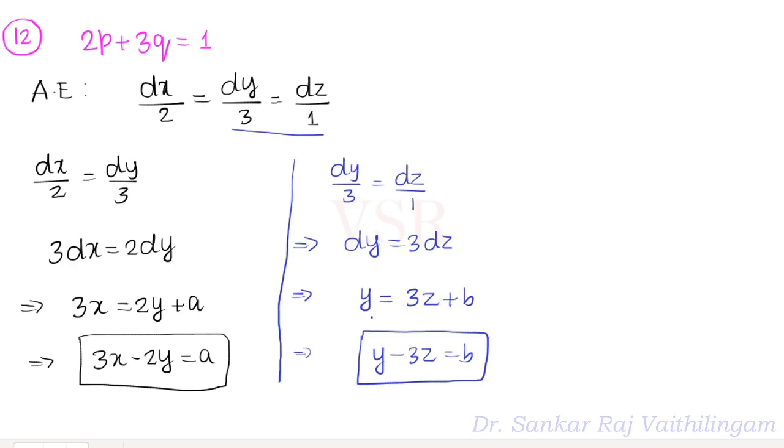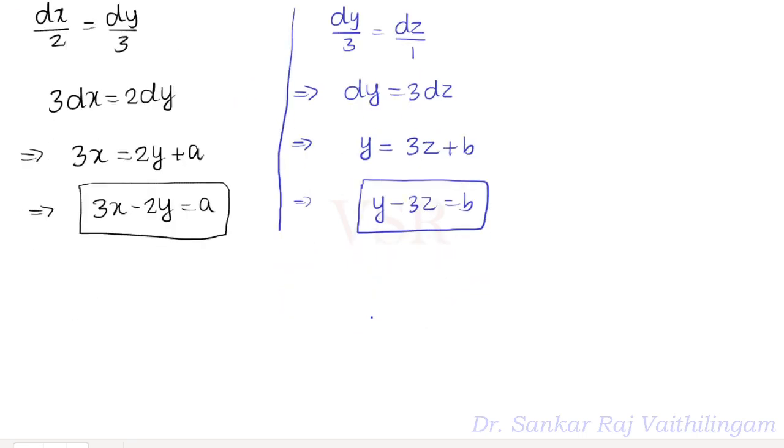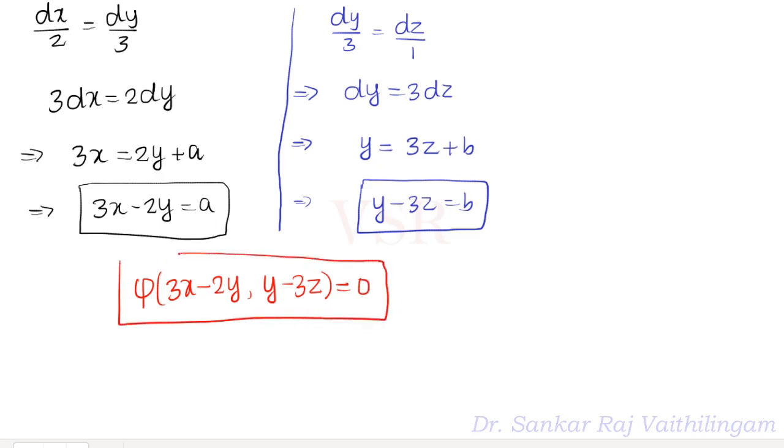So the solution to this equation is phi of (3x minus 2y, comma y minus 3z) which is equal to c. So this is my solution. Okay. So now let us go to the 13th problem.